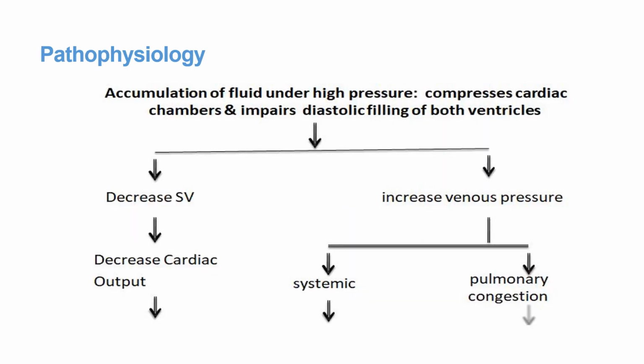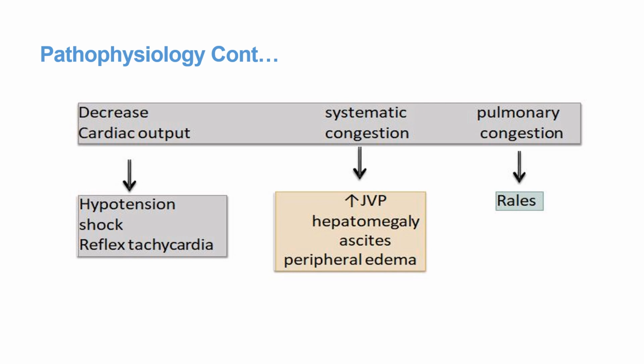The pathophysiology: accumulation of fluid under high pressure will compress the cardiac chambers and impair the diastolic filling of both ventricles. So there may be decreased stroke volume and increased venous pressure. Decreased stroke volume leads to decreased cardiac output, and increased venous pressure causes systemic and pulmonary congestion.